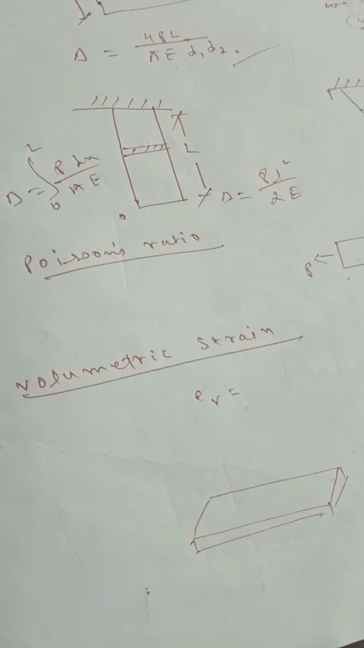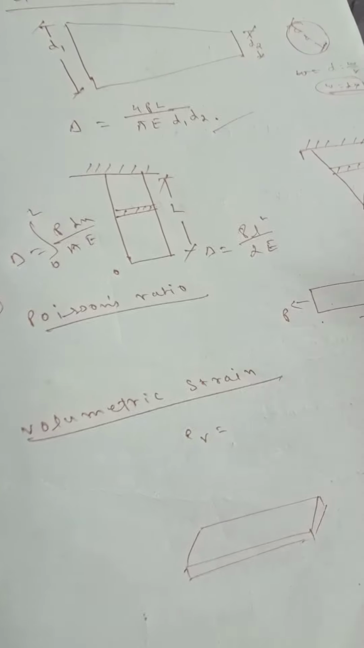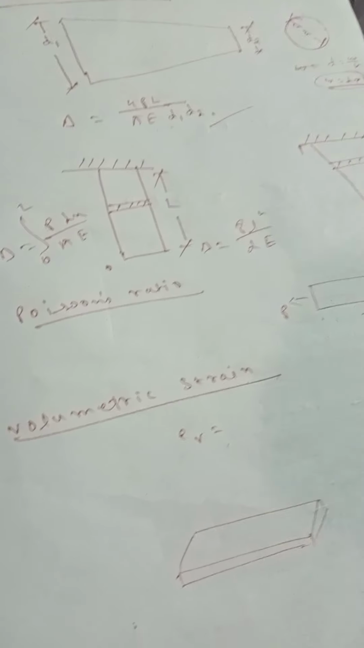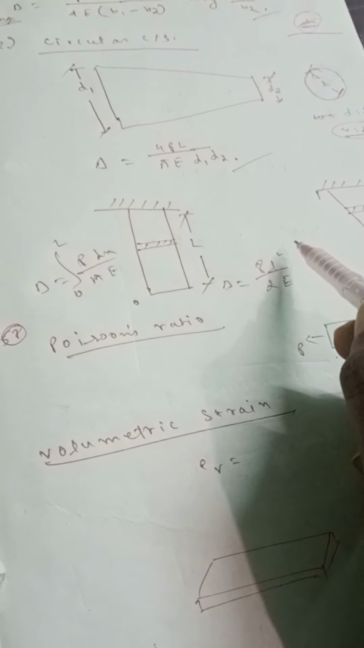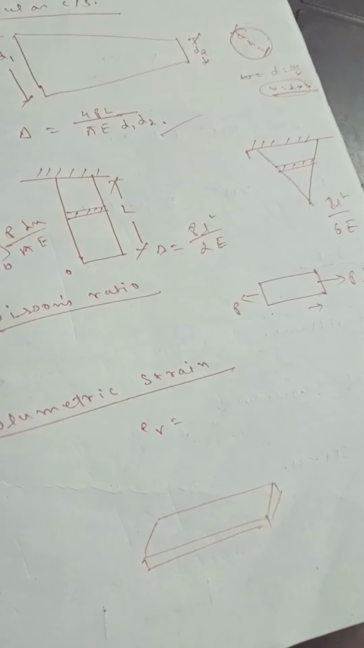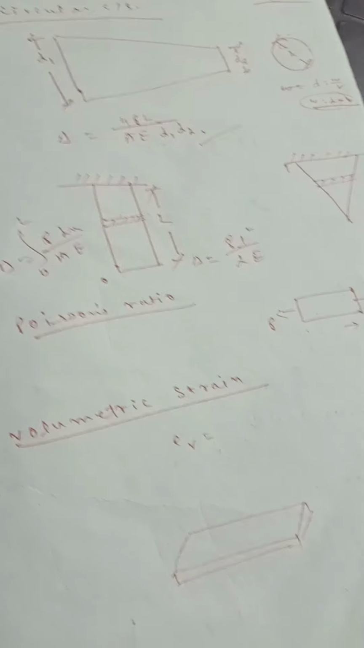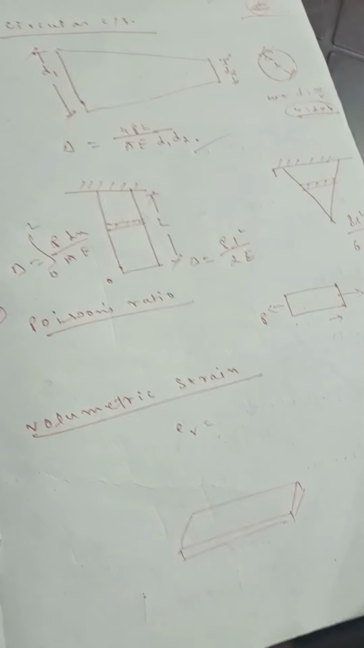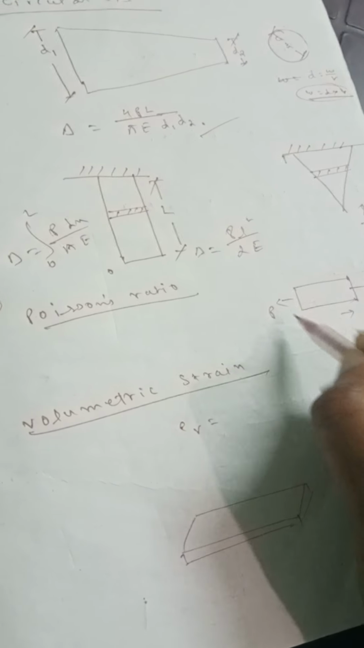Okay, let's now discuss Poisson's ratio. Earlier you have seen the extension for this rectangular bar and for the conical bar, gamma L square by 6E. Now today we will see Poisson's ratio. Poisson's ratio, what is it? It is the ratio of lateral strain to the linear strain.